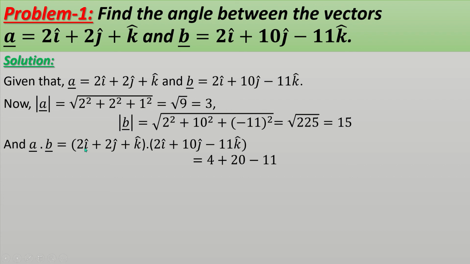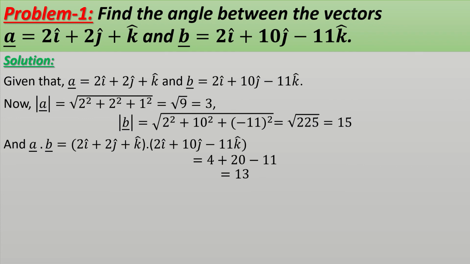We'll take only i into i, that means 2 into 2, 4, j into j, that means 2 into 10, 20, and k into k, 1 into minus 11, which is minus 11, because we have already explained i into i is equal to 1, j into j is equal to 1, k dot k is equal to 1. So we only take the coefficient of i into i, coefficient of j into j, coefficient of k into k. Clear everyone? Now calculate this. This is equal to 13.